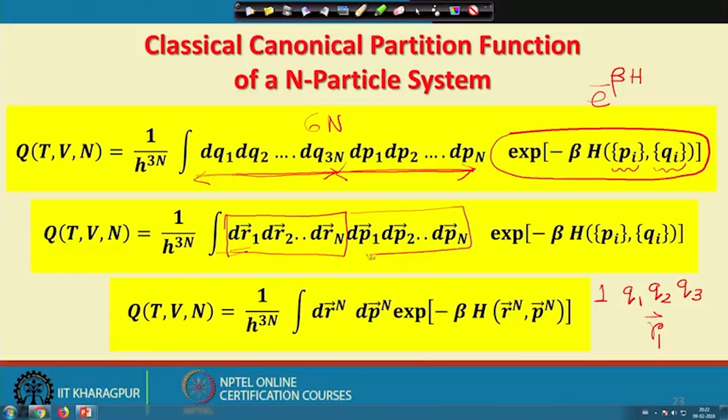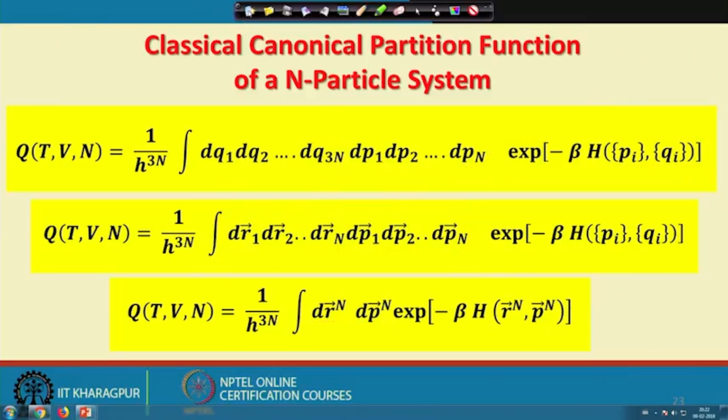Similarly, I can use a condensed notation for the integration over all the capital N p vectors in the phase space. An even more condensed representation is used when all these are represented as this. Okay. So, this is nothing but this 3n dimensional integral in a condensed notation. Similarly, this is nothing but this 3n dimensional integral in a condensed notation. You can use any of these notations and try and find out what happens when I use the classical description.